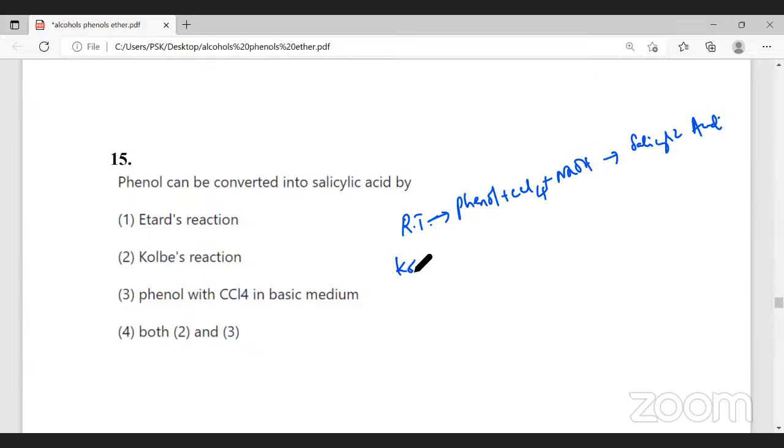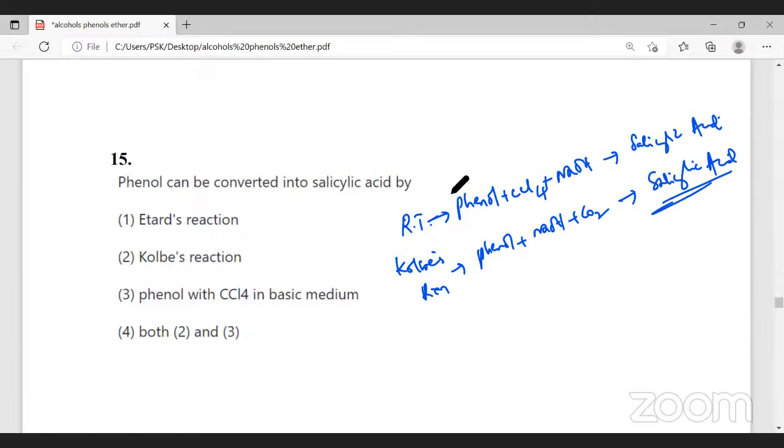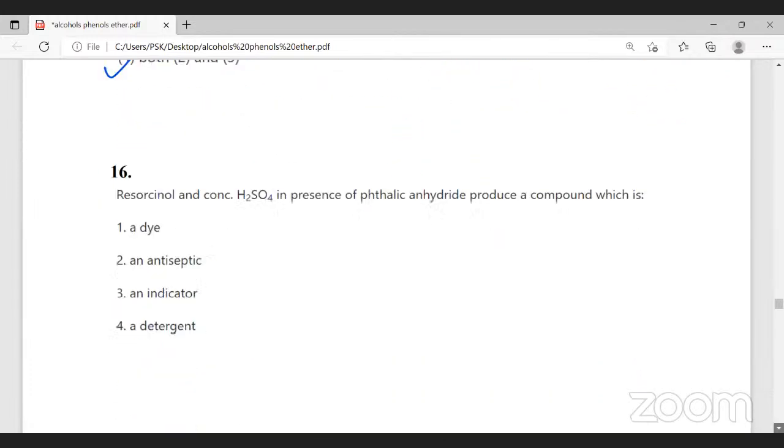Likewise, the Kolbe's reaction. In the Kolbe's reaction, it is phenol, sodium hydroxide, and carbon dioxide gas. So this also gives salicylic acid. Hence, the answer for this question is both option 2 and 3. Kolbe's reaction and Reimer-Tiemann reaction. We can prepare salicylic acid.